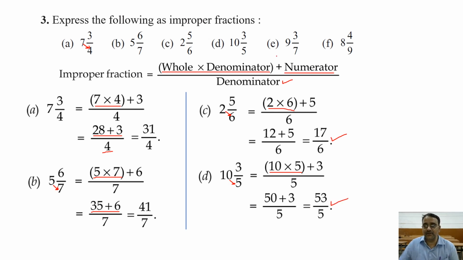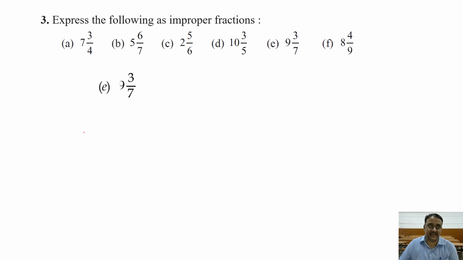Now we'll move to E bit, that is 9 3 by 7. So 9 into 7 plus 3 by 7. So 9 into 7 is 63 plus 3 by 7. So 63 plus 3 by 7. Final answer? 66 by 7. Very good.